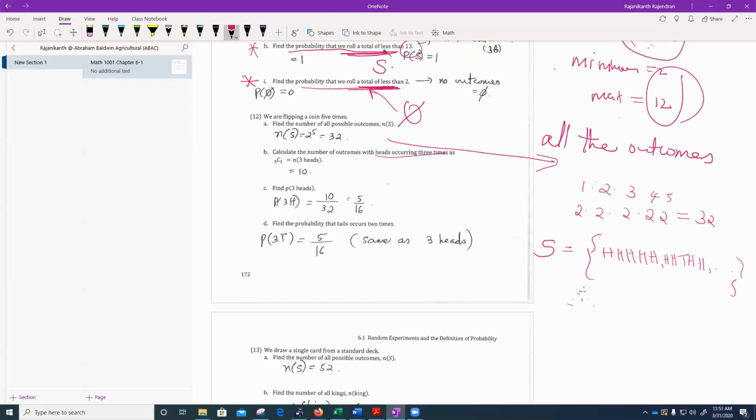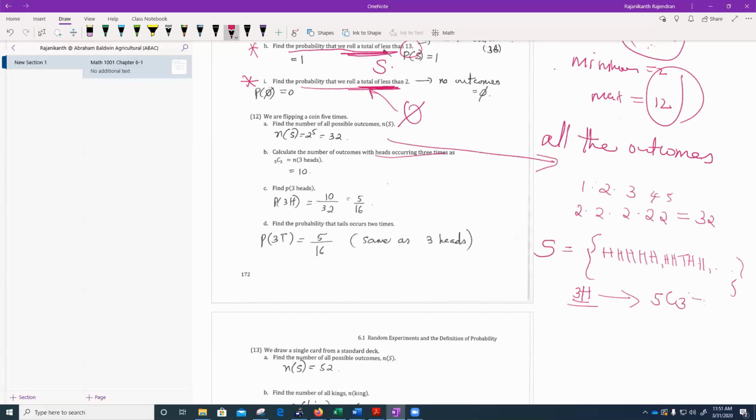How do you find that? For that, you could use the combinations we learned in chapter 5. Out of 5 chances, how many of them have 3 heads? That is 5 choose 3. Order is not important. I'm just looking at how many heads we have out of 5. Therefore, it is 5C3.